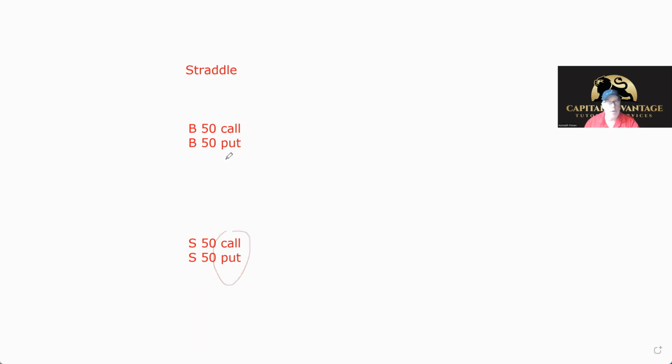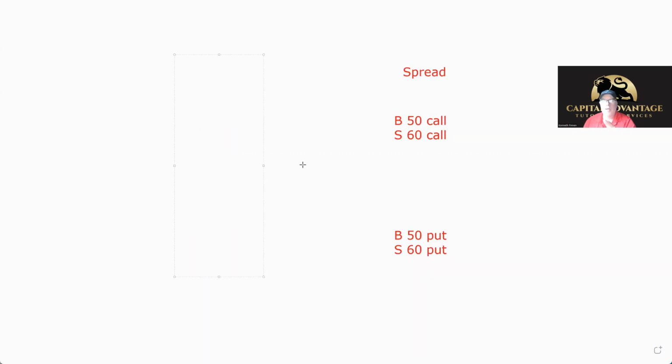Remember, you always have to have a bull and a bear. You can't have two bulls or two bears. So it can't be buy a call, buy a call, or sell a call, sell a call. It doesn't work. If it's two buys, you have to have two different options. So if it's the same action, you have different options. That's a straddle.